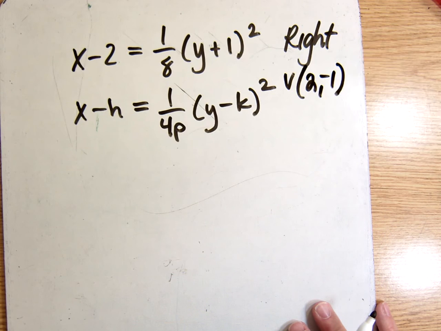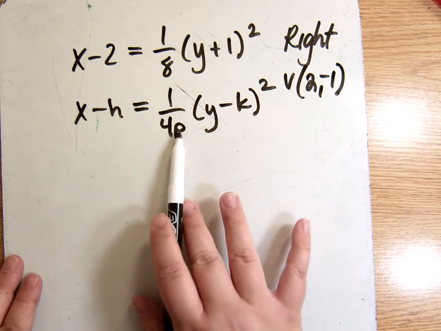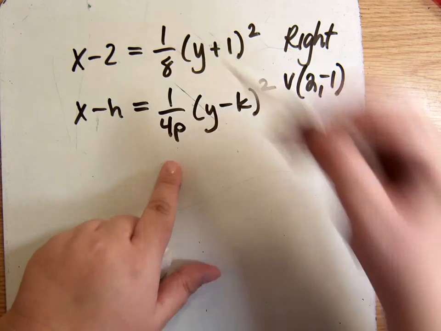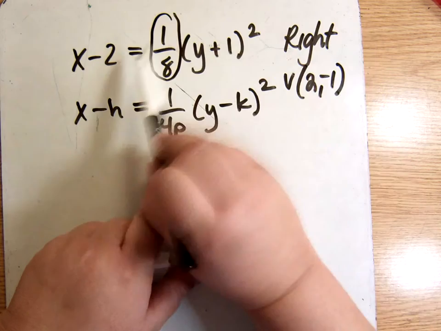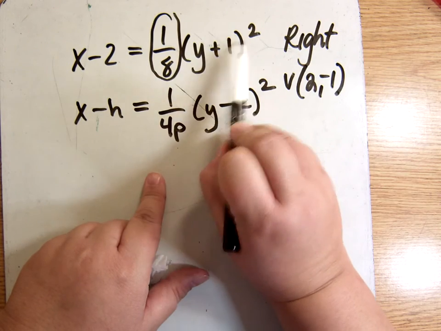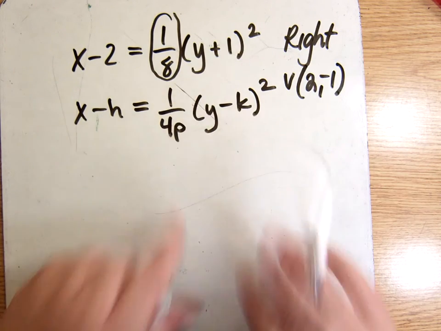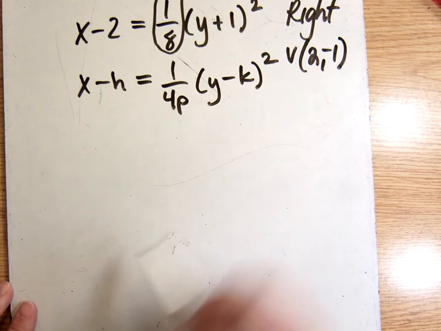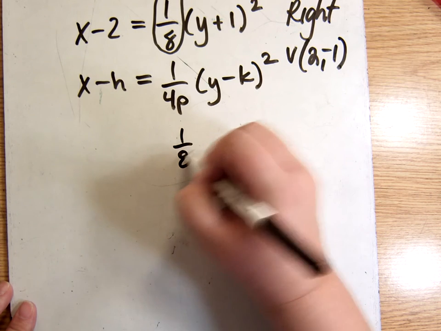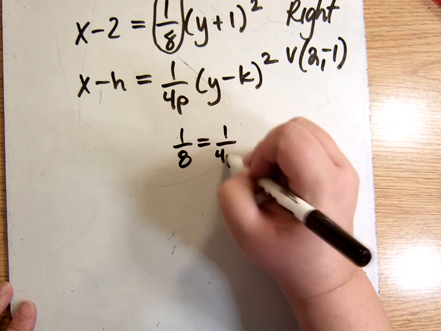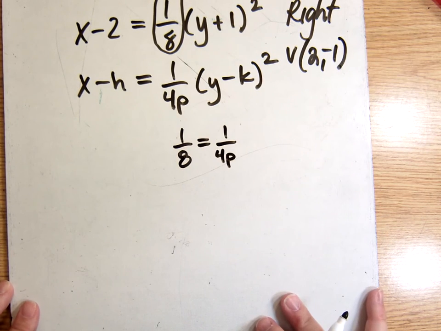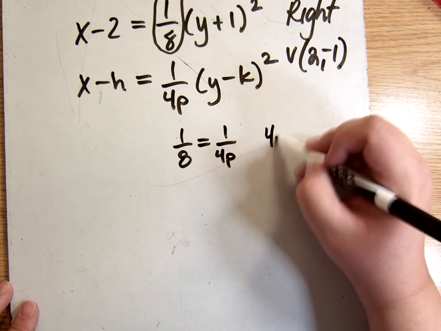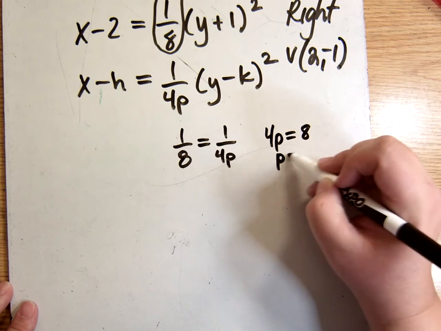The next thing we need to find from this equation, just like to write an equation, you need to pull two things out. You need to pull the vertex and you need to pull P out. This part, whatever's between the equal sign and the binomial squared, is always equal to 1 over 4P, whether it's a fraction or not. So whatever's here, we set equal to 1 over 4P. This time it's pretty easy to see, because 1 over 8 equals 1 over 4P means that 4P must be 8 and P is 2.